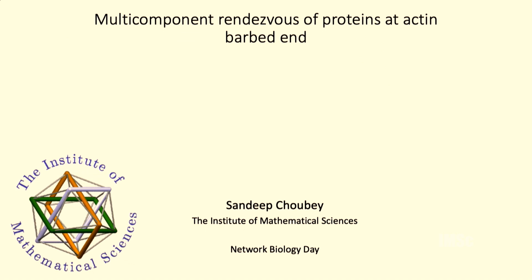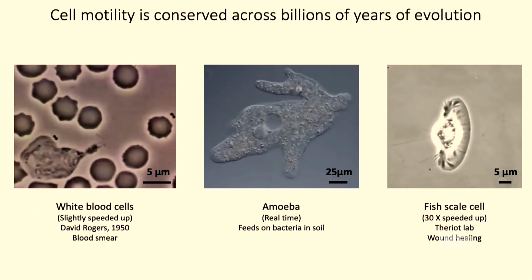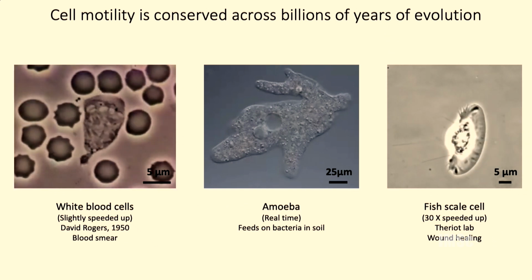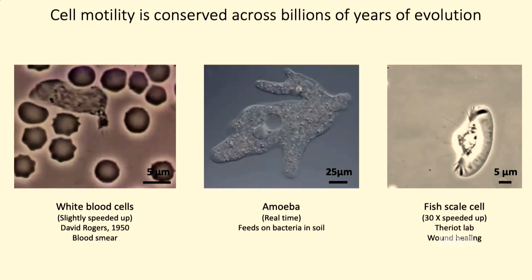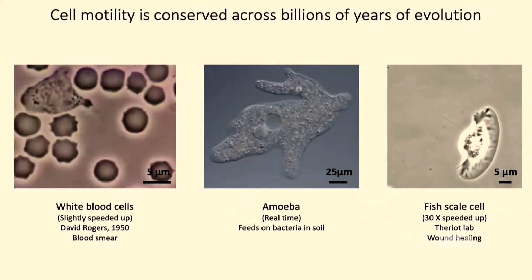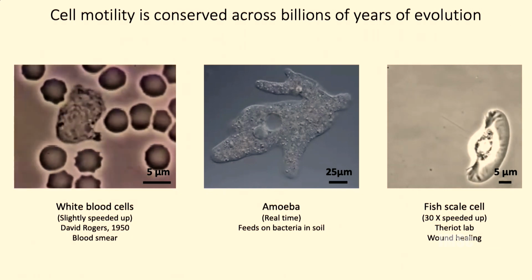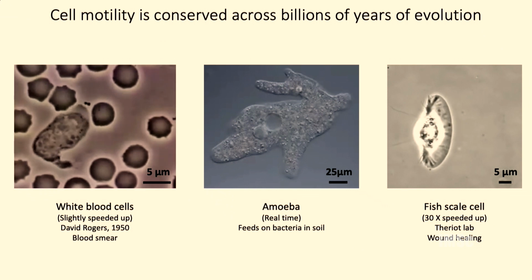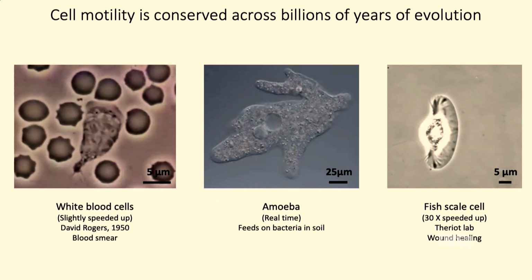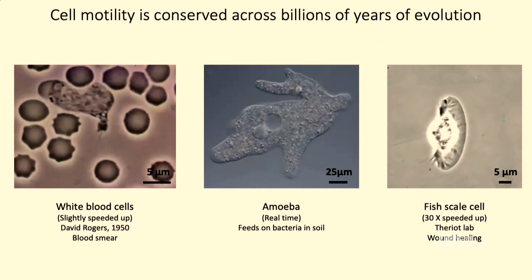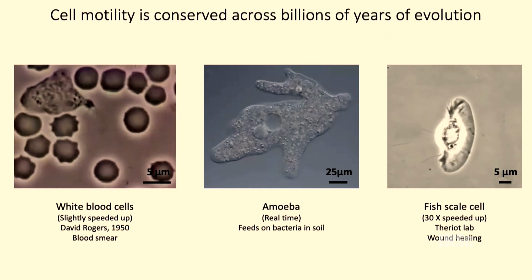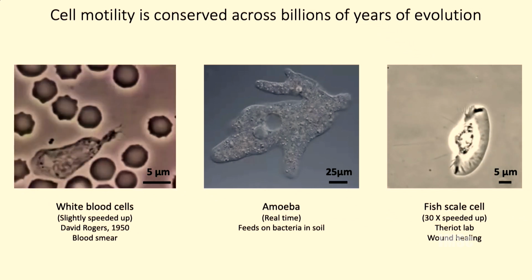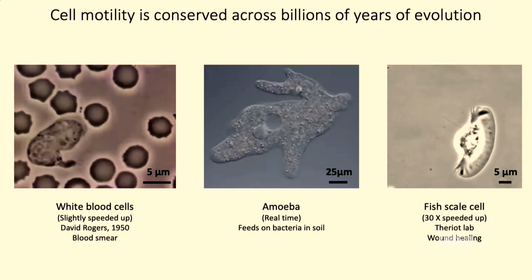Okay, so first of all, let's take a look at some of these different organisms that evolution has essentially thrown at us. On the left-hand side, you have white blood cells. In the middle, you have amoeba, and on the right-hand side, there is a single fish cell. As you can see, they come at different times during evolution, but all of them have this common thing, which is cell motility. Cell motility is a conserved phenomenon in evolution that shows up all the time, and something that is fundamental to biology in many ways.